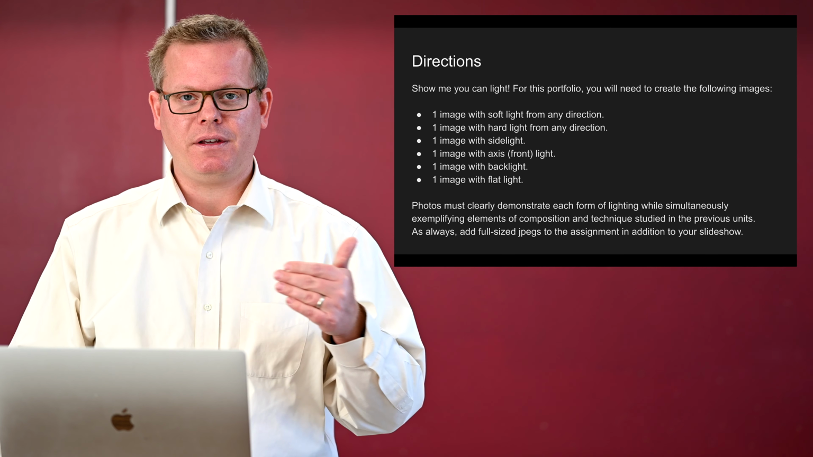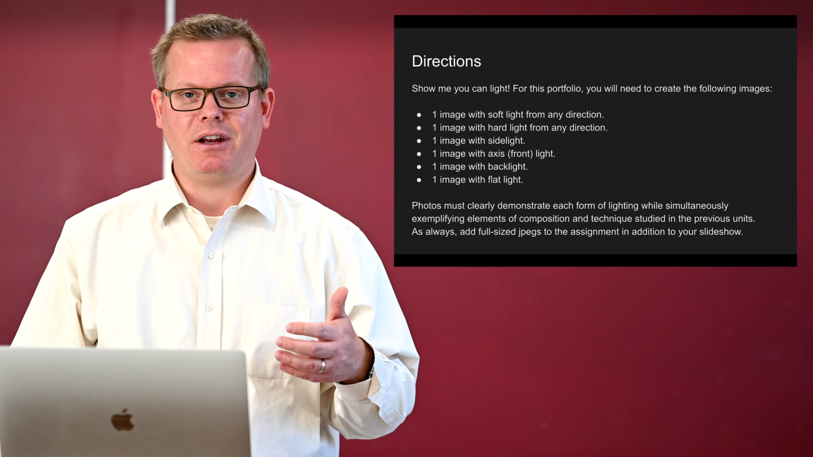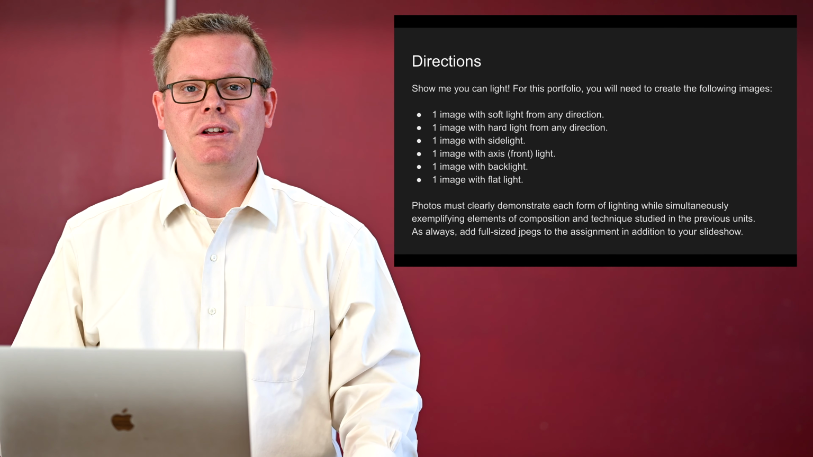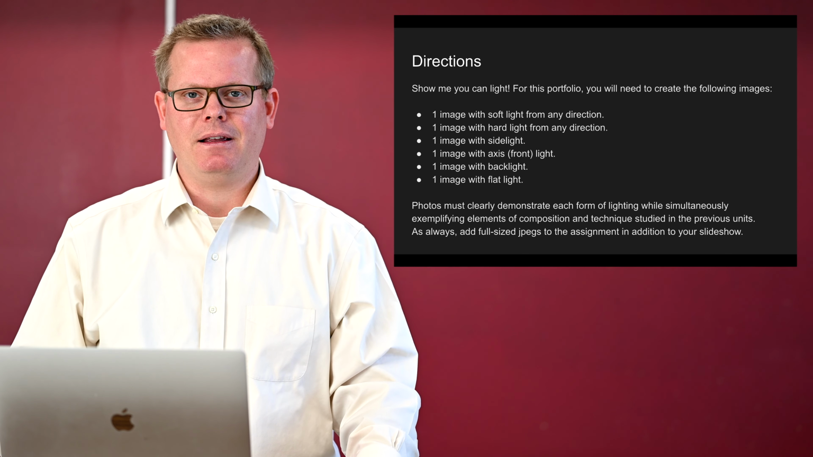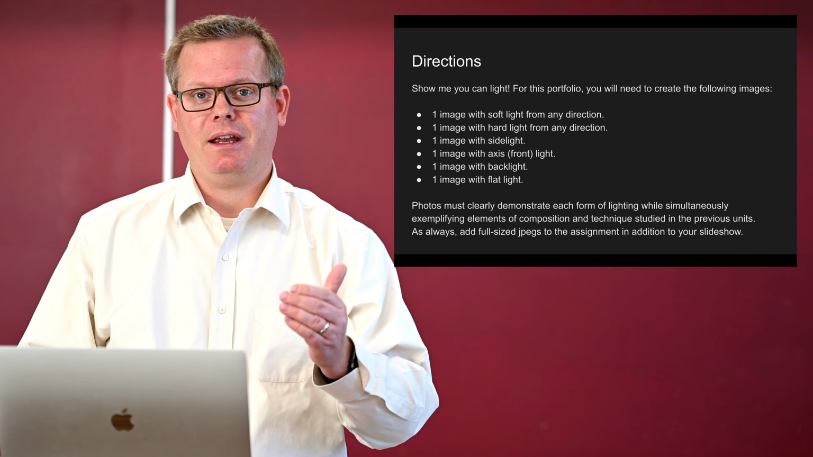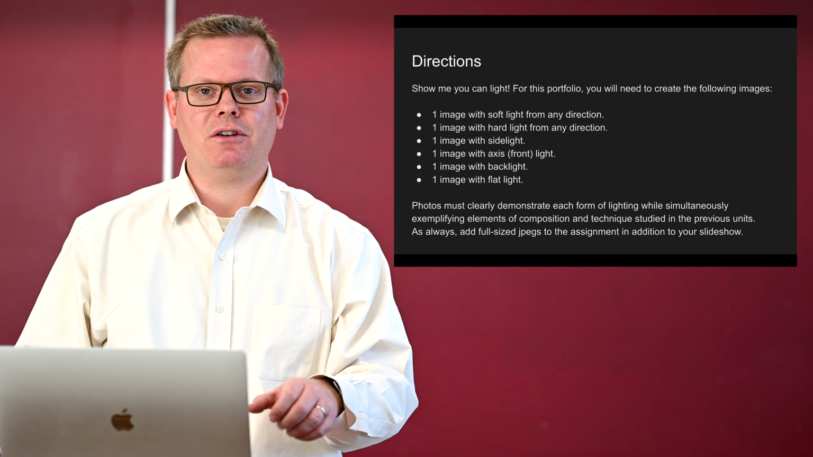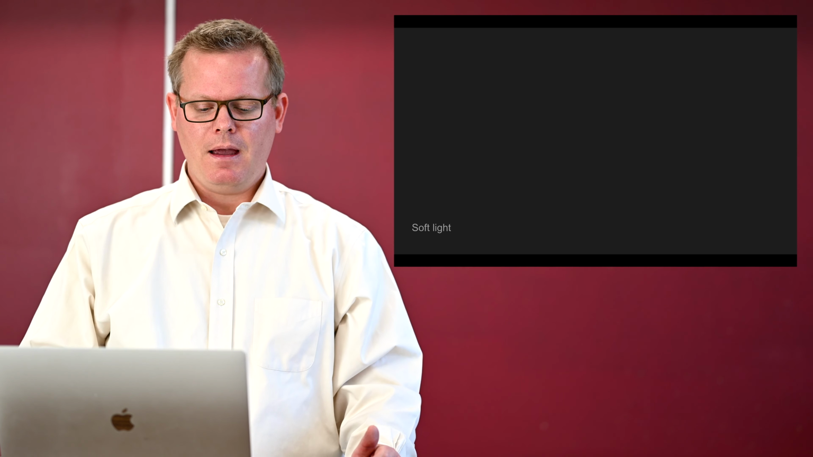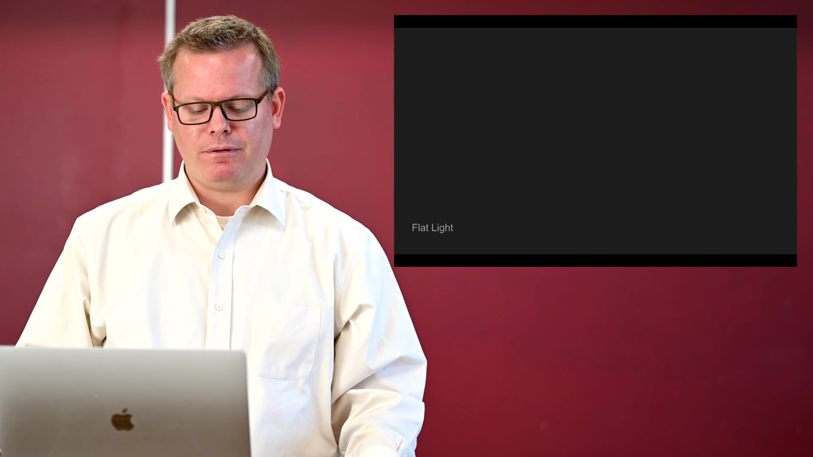They should show all this stuff and exemplify elements of composition and techniques studied in our previous units. So you should still think about what the picture is, and think about things like leading lines and balance and all those things that we talked about in the last unit, while simultaneously bringing in that element of light. You're adding one thing on to what we've already done, not just shifting gears and doing something completely new. And you've got a slide for soft light, a slide for hard light, a slide for side light, a slide for axis front light, a slide for backlight, and one for flat light.